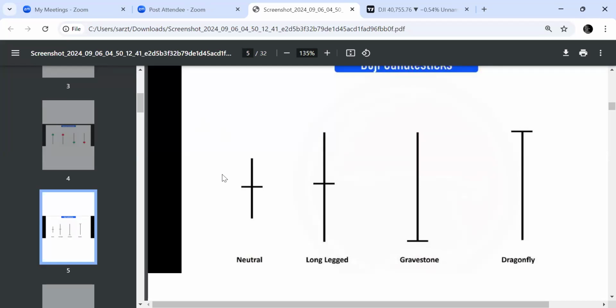Now we will learn the patterns formed by the combination of two candlesticks and also the patterns formed by the combination of three candlesticks. So before we start, we need to understand two concepts. In candlestick analysis, this is the basic, this is very important.